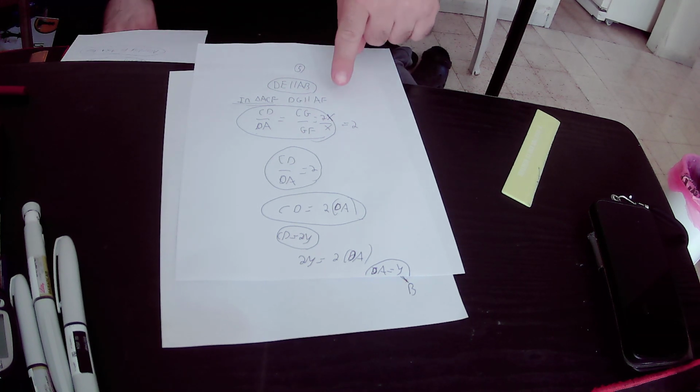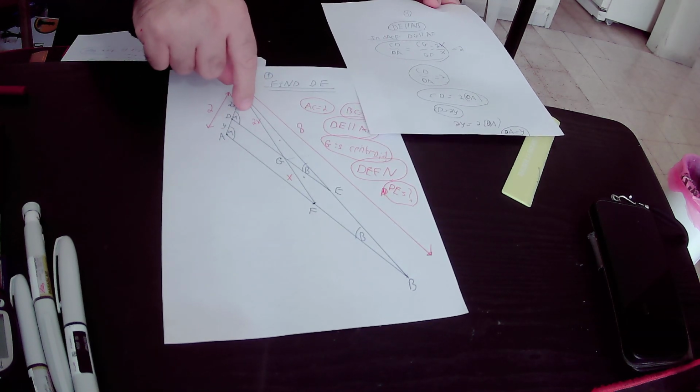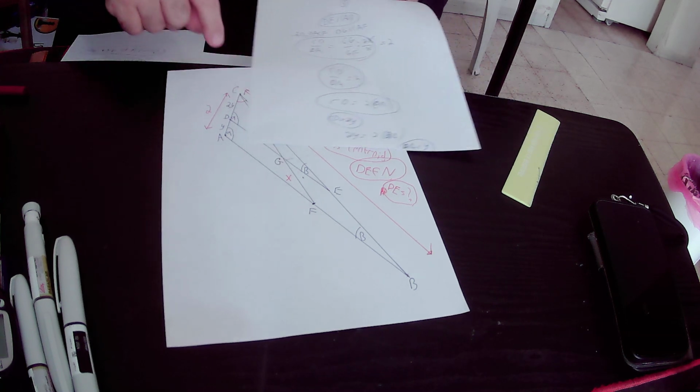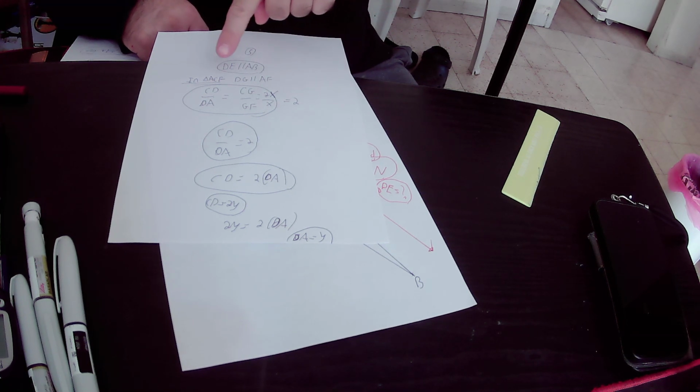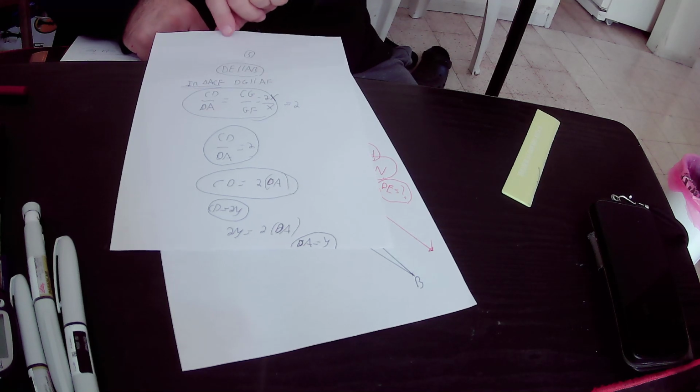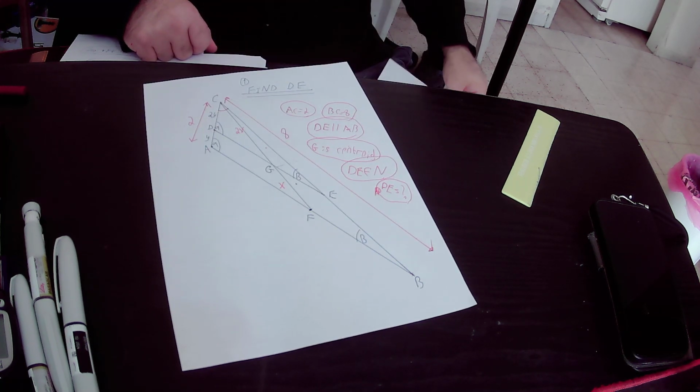Okay, but we know that CG equals 2x and GF equals x. So we substituted CG by 2x and GF by x, and we got that CD over DA equals 2. Or CD is 2 times AD.